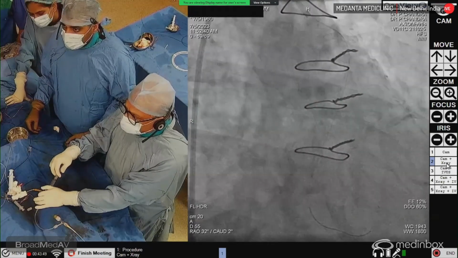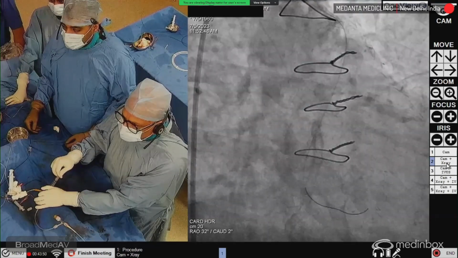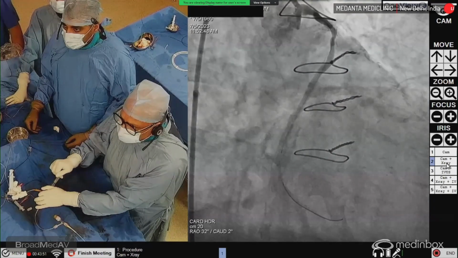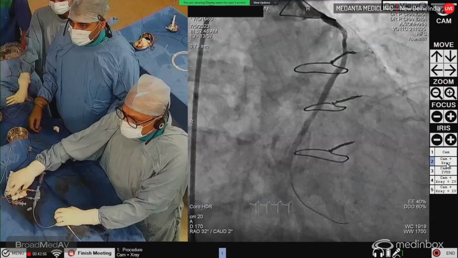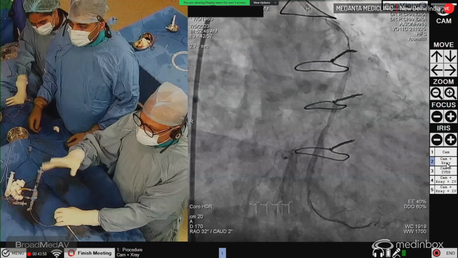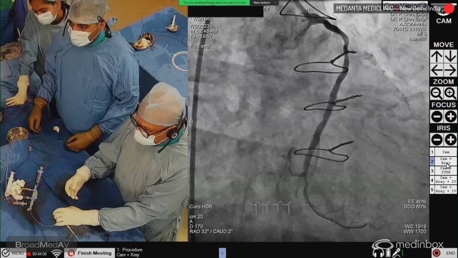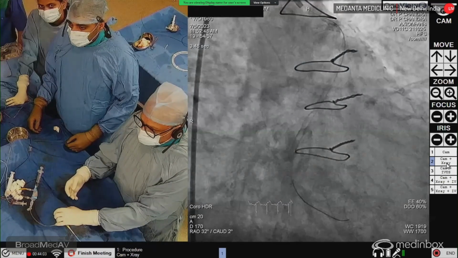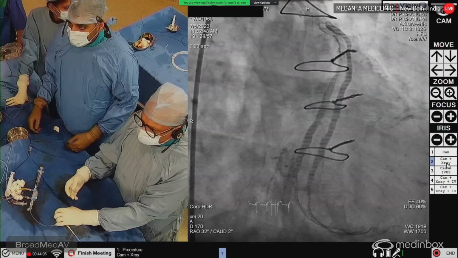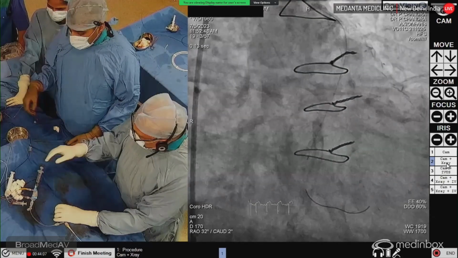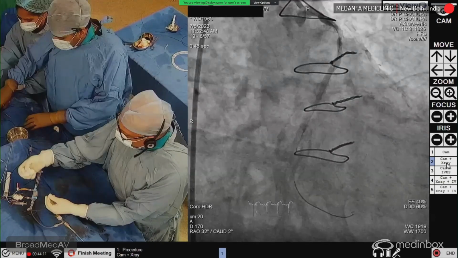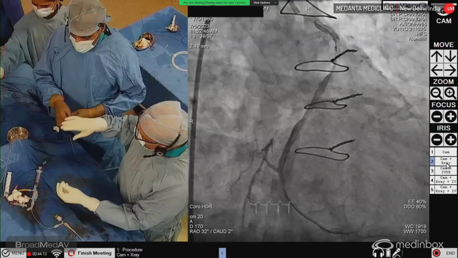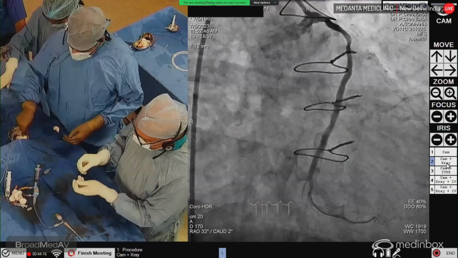Fine. Okay. Ready? Yeah, that looks nice to me. So the flow is good, TIMI 3, all the branches are filling nicely. The blush is good, complete. And we don't need to post-dilate also. Should we check? Should we do an IVUS? We can. We can do an IVUS to confirm.